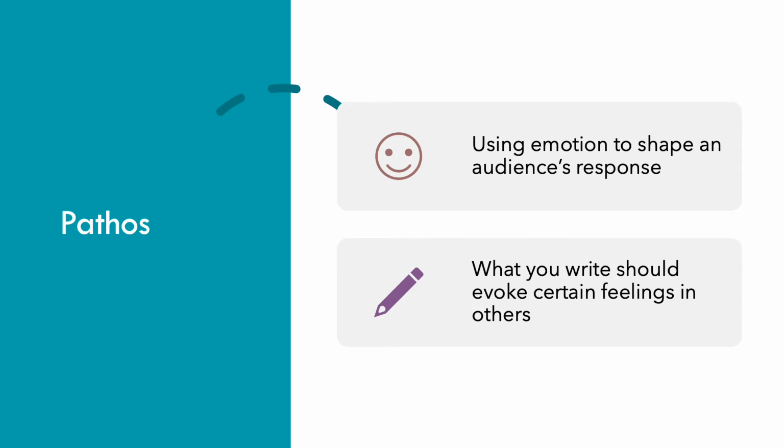Next is pathos. So, pathos is using emotion to shape an audience's response. What you write should evoke certain feelings in others. So, if you were writing a persuasive piece focusing on the importance of not drinking and driving, perhaps you include a story about a time that this happened to appeal to the audience's emotions and get them more invested in the topic. So, that is kind of what pathos is hitting at.